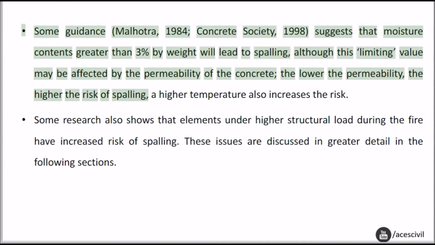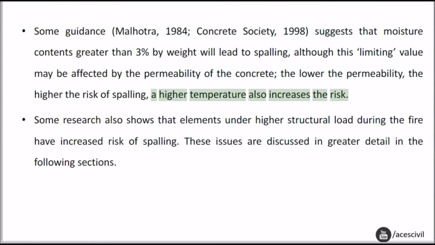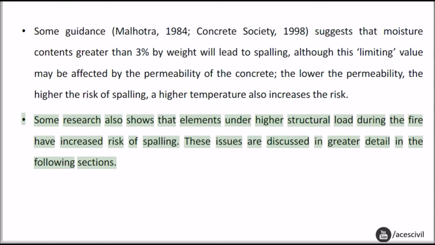1998, suggests that moisture contents greater than 3% by weight will lead to spalling, although this limiting value may be affected by the permeability of the concrete. The lower the permeability, the higher the risk of spalling. A higher temperature also increases the risk. Some research also shows that elements under higher structural load during the fire have increased risk of spalling. These issues are discussed in greater detail in the following sections.